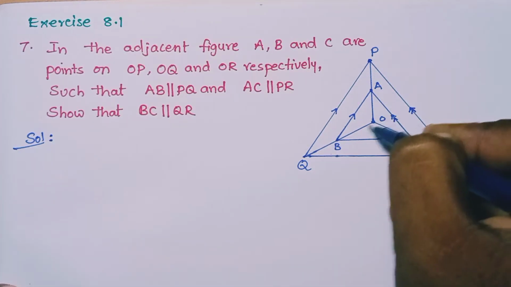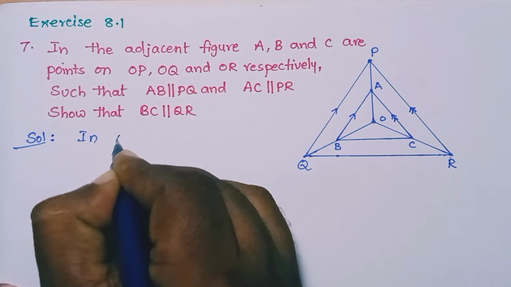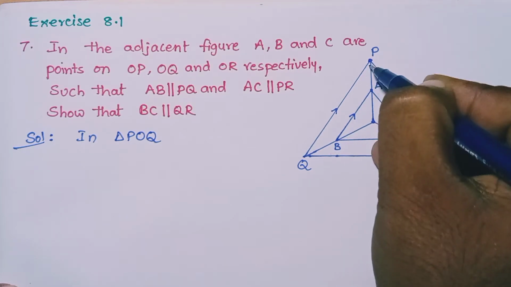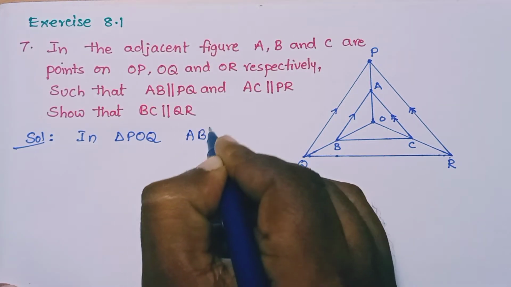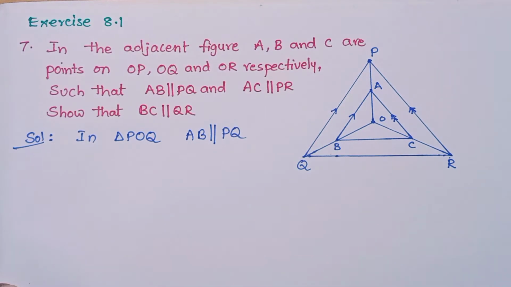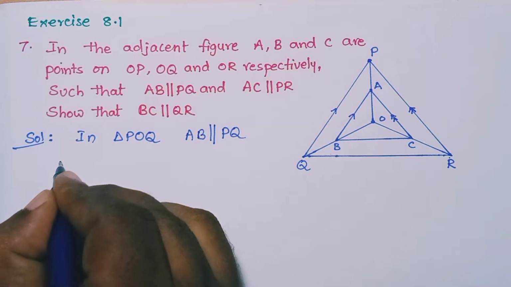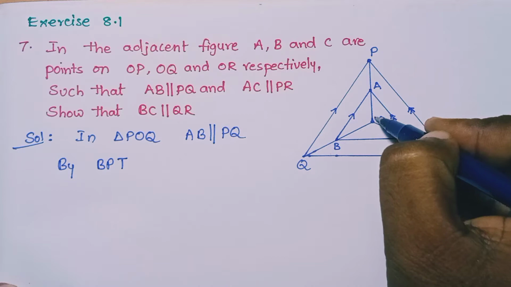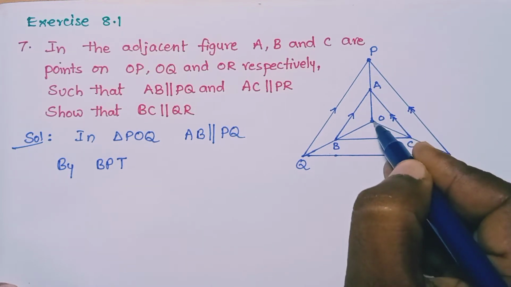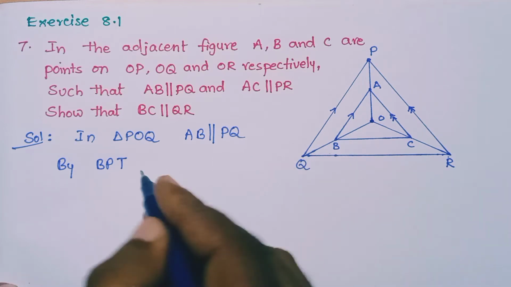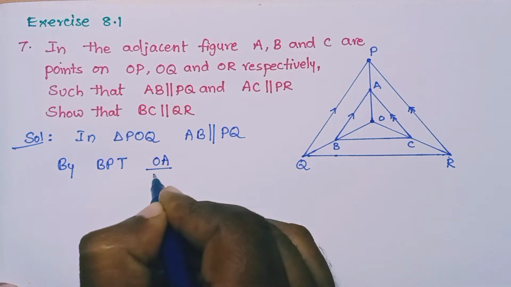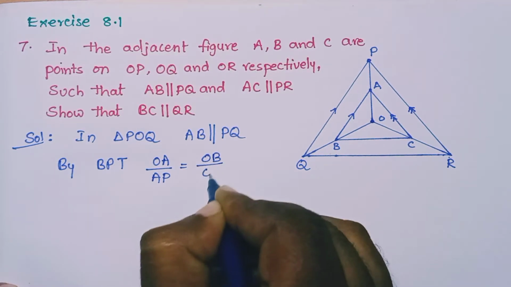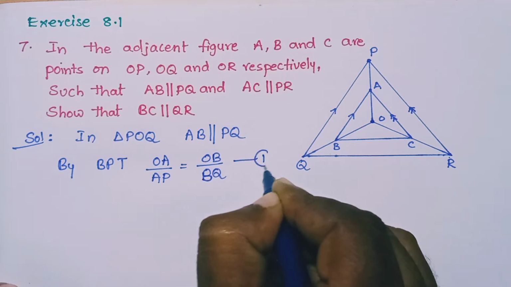Take the triangle POQ. In triangle POQ, AB is parallel to PQ. So we can apply basic proportionality theorem. By basic proportionality theorem, we can write OA by AP is equal to OB by BQ. This is equation number 1.